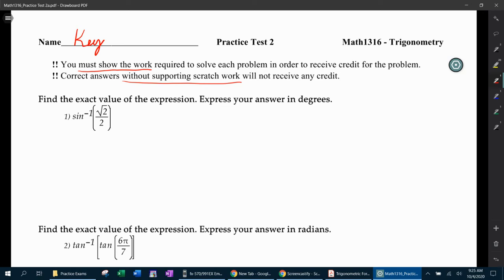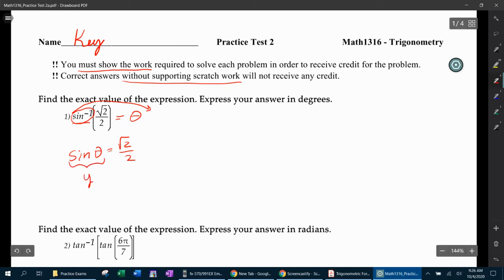Here we go. Number 1, find the exact value of the expression. Express your answer in degrees. So we know that an inverse trig function produces an angle. So we would say, hey, that's equal to theta. And then we're going to move the inverse sine to the other side, and that's going to turn it into regular sine. So that'll say sine theta is square root of 2 over 2. And then we know from the unit circle, sine theta is y.